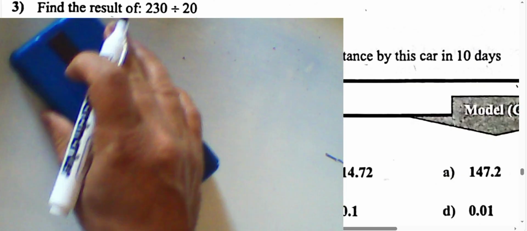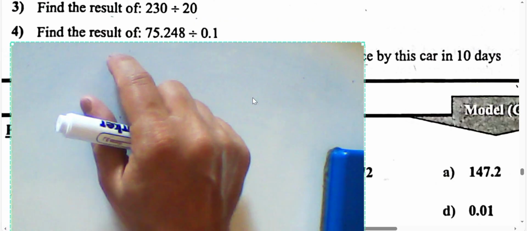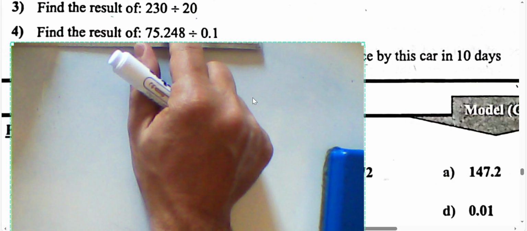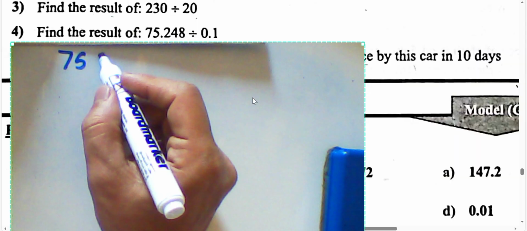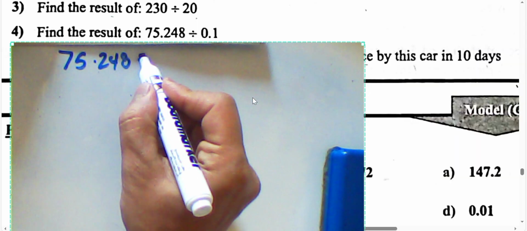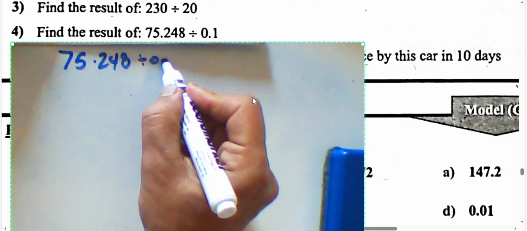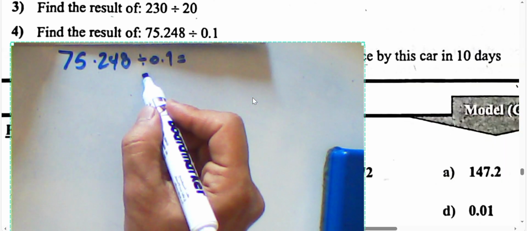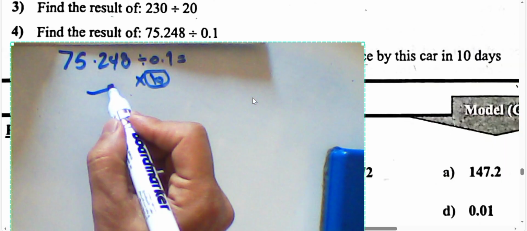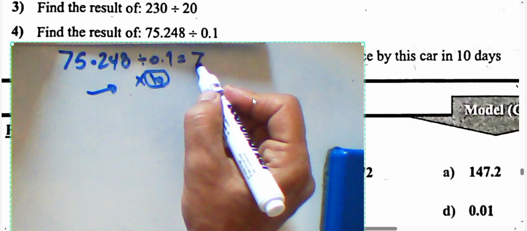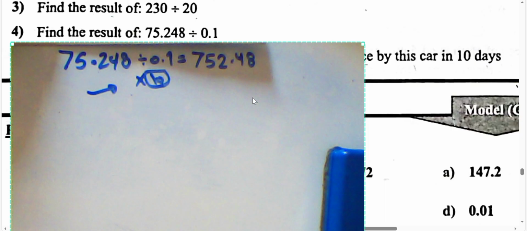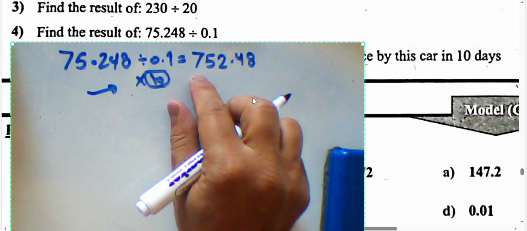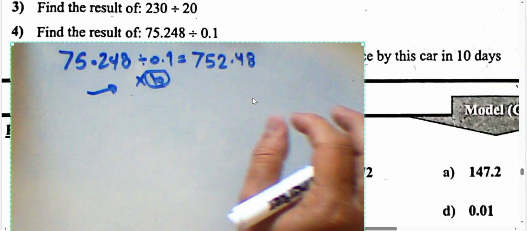Next example. Find the result. The number is divided by 1/10ths. 75 and 248 divided by 1/10ths. It means multiply by 10. Move the point right hand side by 1 place. Write 75, 2.4 and 8. The answer is 752 and 48 hundredths.